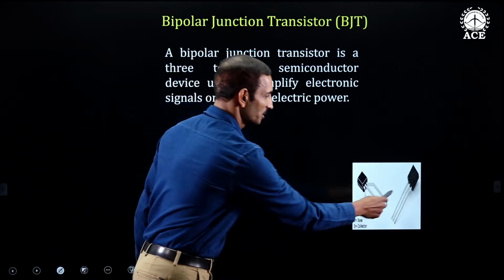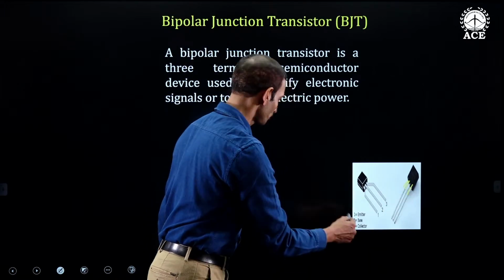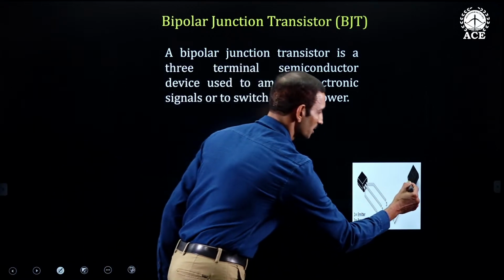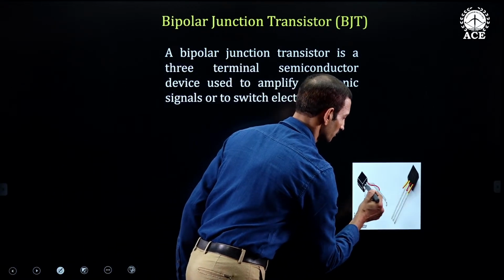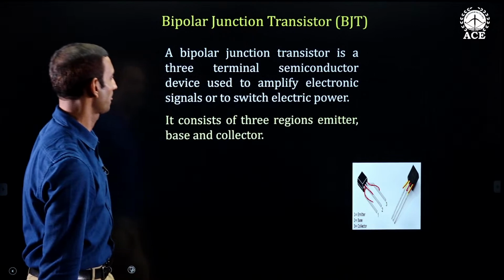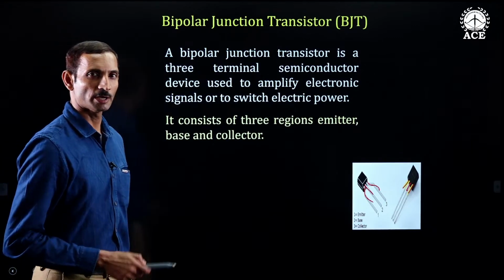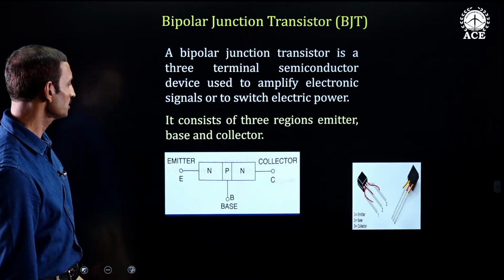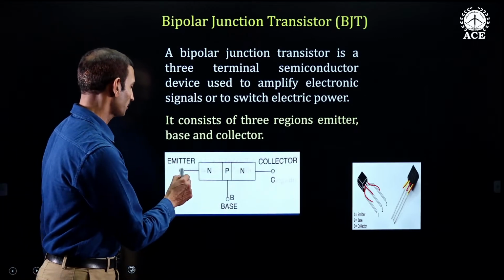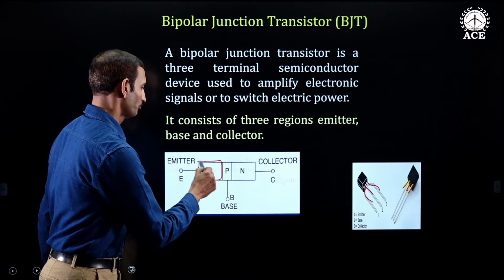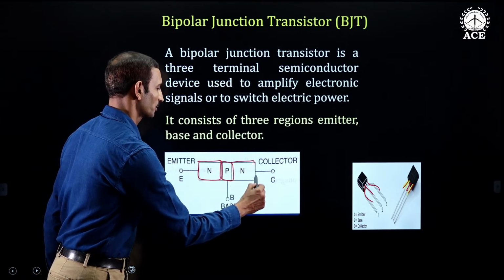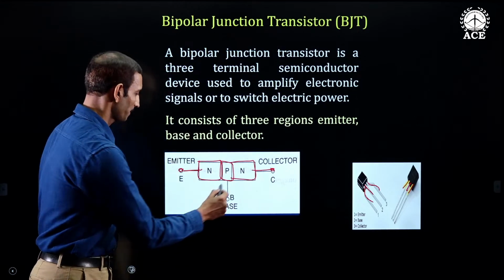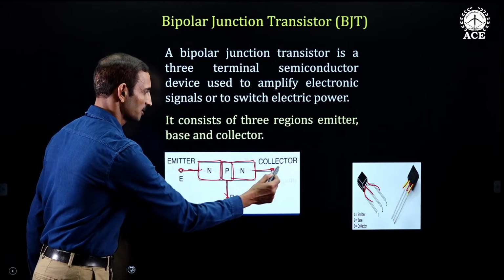This is how it appears, 3 terminals, right? I would show the 3 terminals with some other color. These are the 3 terminals. This is another way, right? It consists of 3 regions: emitter, base and collector. This is how it would appear. Emitter, base and collector. Okay, this is base, this is emitter, this is collector.